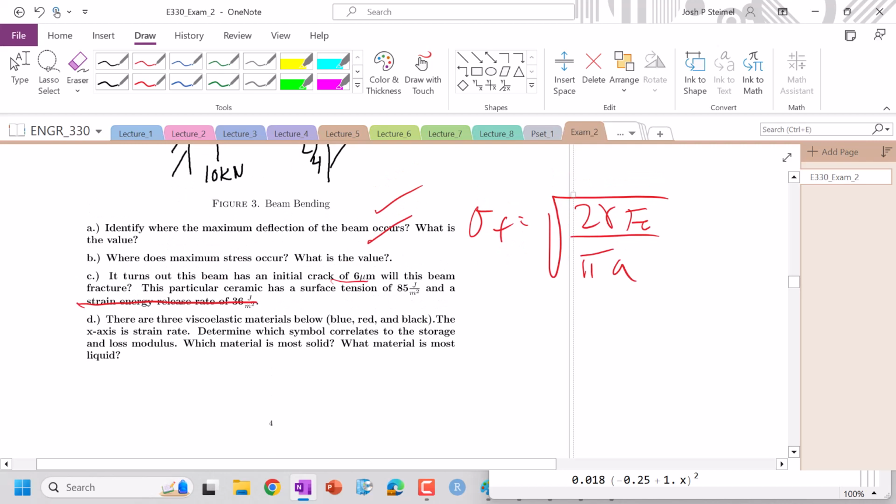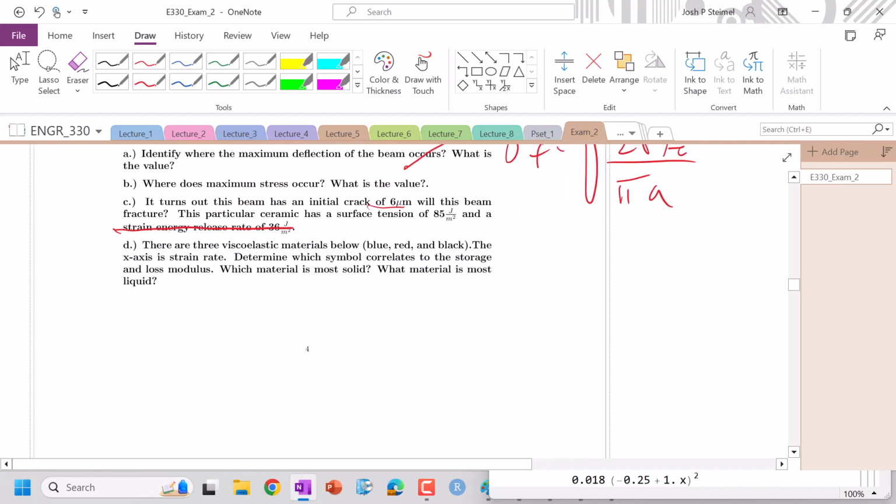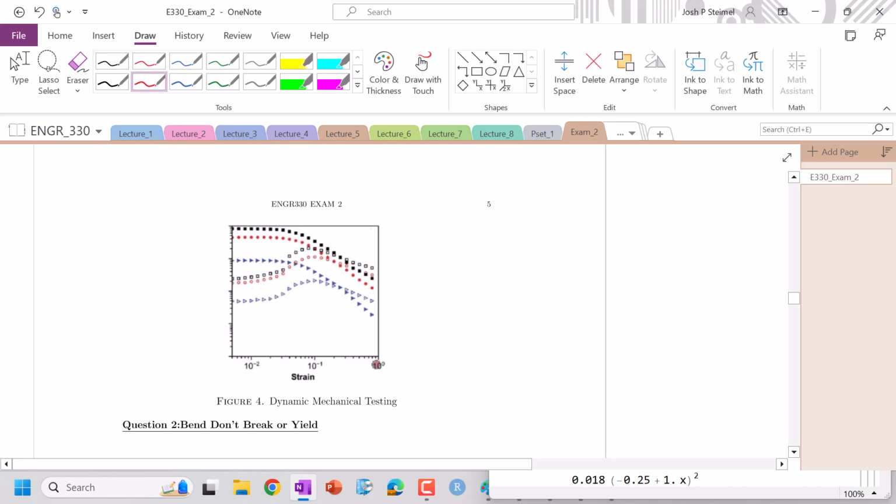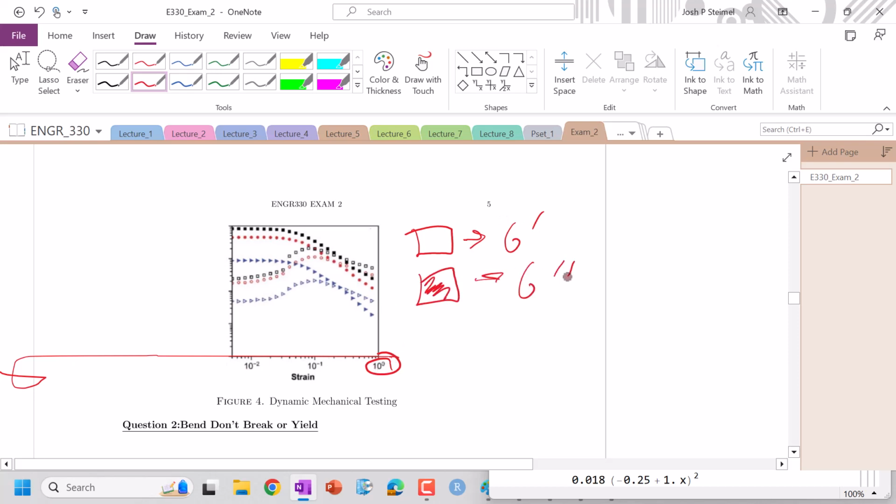So, there are 3 viscoelastic materials below. The x-axis is strain rate. Determine which symbol correlates to storage and loss modulus, which is most solid, and which is most liquid. High strain rate, which would be here, means that we need to act like a solid. So empty is my G prime. At very, very low strain rate, filled is our G double prime.